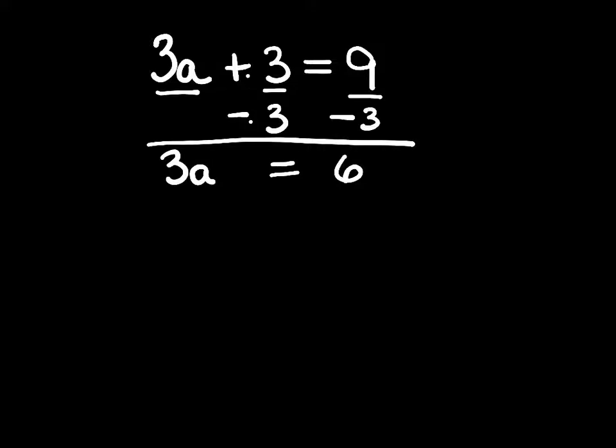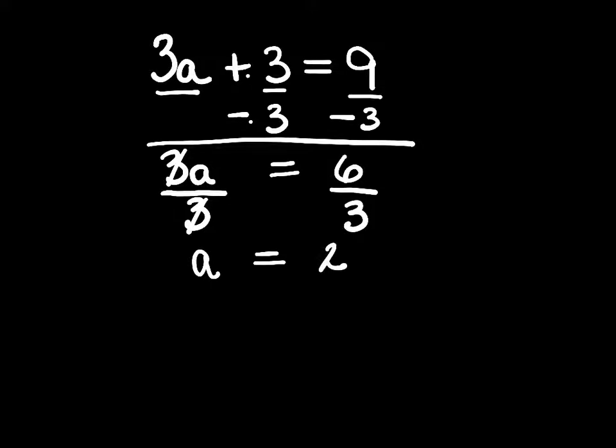We want to get the a by itself. We currently have 3 times a equals 6. So to get the a by itself, we're going to undo the 3. Since the 3 is being multiplied by the a, to undo it, we will divide. 3 divided by 3 is equal to 1. So that leaves us with a equals 6 divided by 3, which is 2. That leaves us with a equals 2.